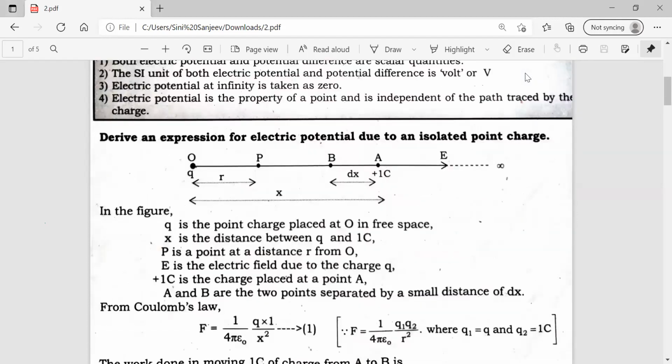So let's derive an expression for electric potential due to an isolated point charge. So this is our question. Mostly we should know some basic integration before going through this problem. That is nothing but what you should know: the integral of x power n dx is equal to x power n plus 1 by n plus 1.